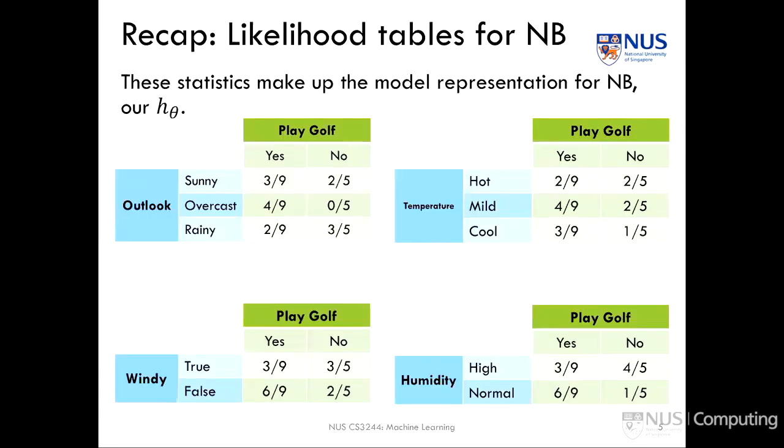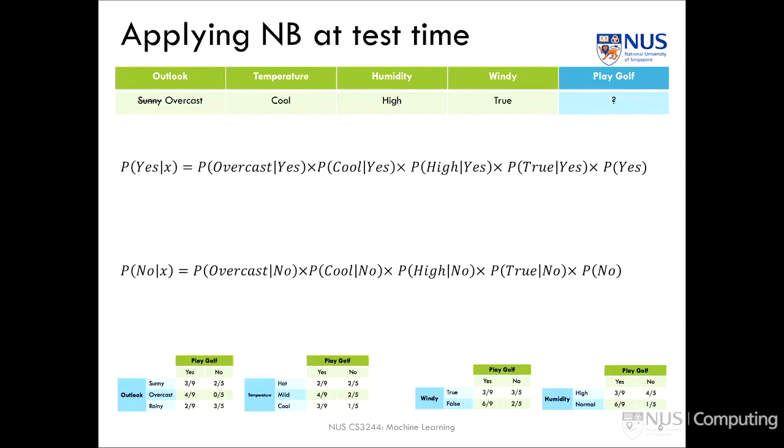From last time, we took all of the tables that we compiled for our likelihood, and we said that these are the model representation that we have for naive Bayes, basically our model H theta. So let's go ahead and apply naive Bayes again at test time. Here we're going to use a very similar test instance, except that we're going to substitute sunny for overcast.